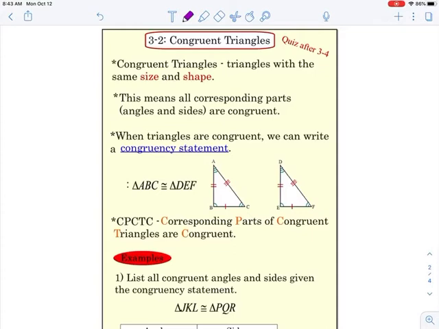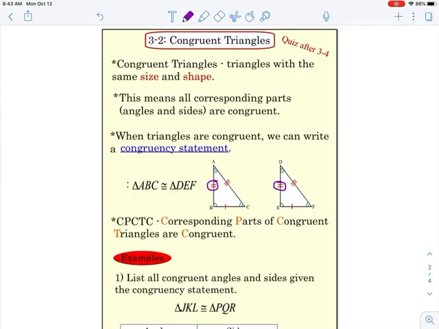So congruent triangles, by definition, are triangles that have the same size and shape. Okay, and what this means is that all corresponding parts, angles, and sides are congruent. When triangles are congruent, we can write a congruency statement. So if you look at the picture of the two triangles below, I can say that triangle ABC is congruent to triangle DEF. And again, notice that these have 2 hash marks, those have 2 hash marks.